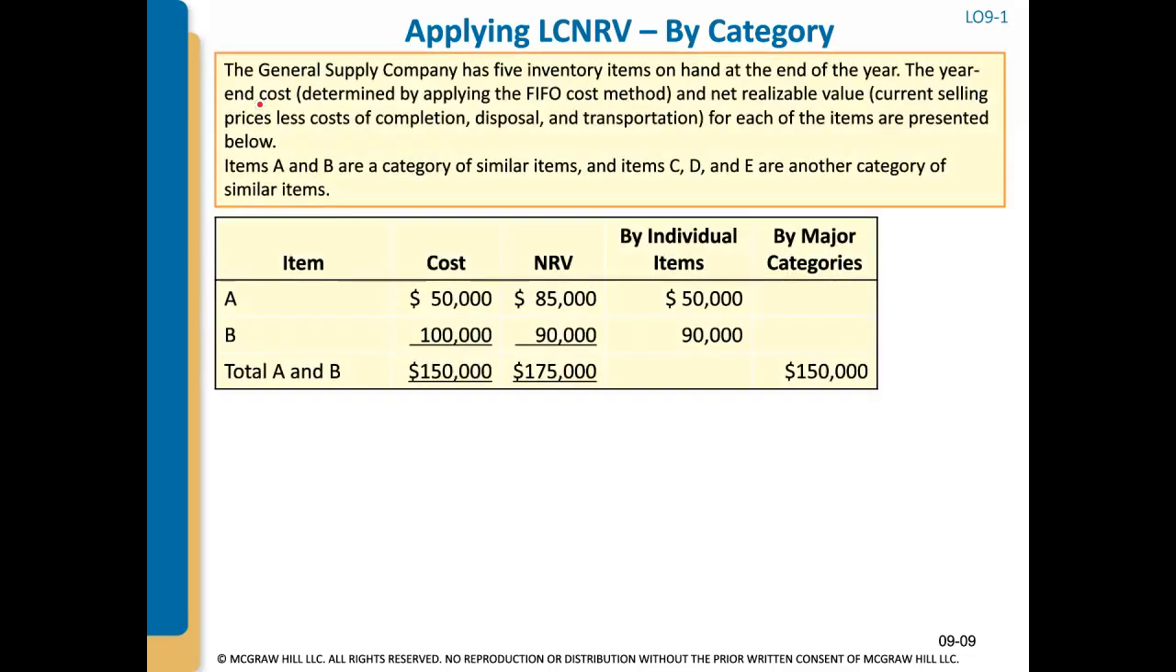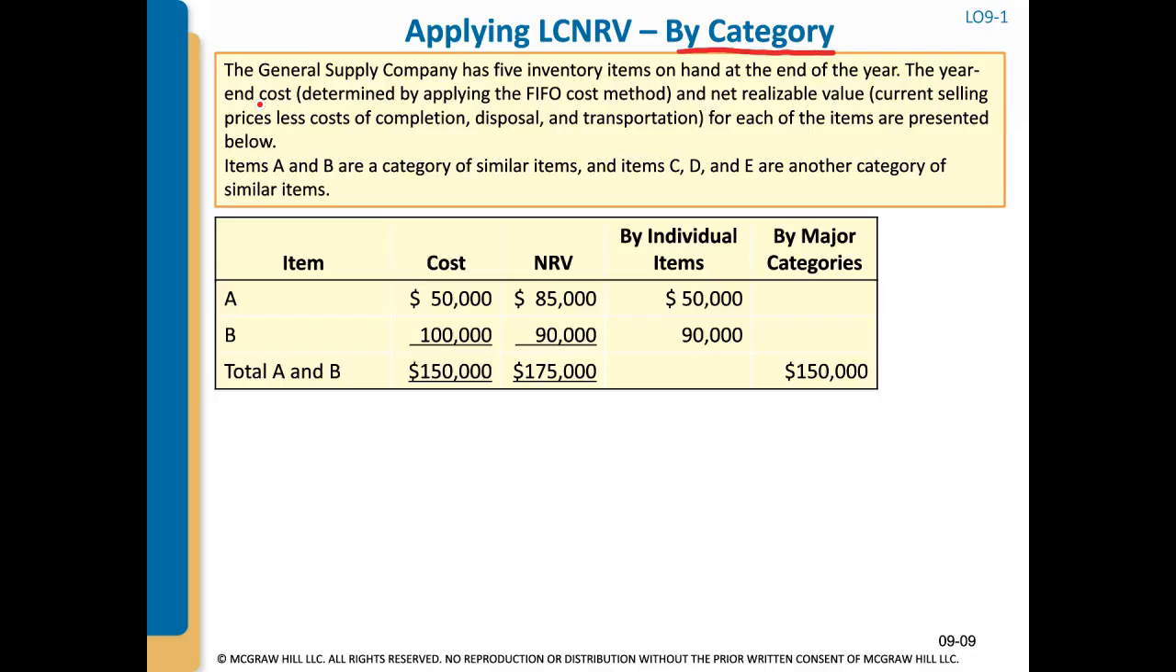A second way of doing the analysis is grouping your inventory items by category. Doing it individually by item is very tedious. Most large or medium-sized companies are not going to do that because it would require a lot of work, a lot of manpower, and a lot of money. So another method to determine the lower of cost or net realizable value is to group your inventory by categories of similar items.